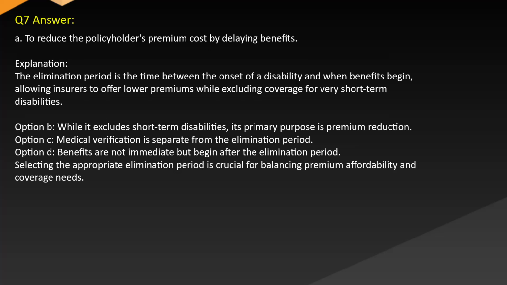Answer A. To reduce the policyholder's premium cost by delaying benefits. Explanation. The elimination period is the time between the onset of a disability and when benefits begin, allowing insurers to offer lower premiums while excluding coverage for very short-term disabilities. Option B. While it excludes short-term disabilities, its primary purpose is premium reduction. Option C. Medical verification is separate from the elimination period. Option D. Benefits are not immediate but begin after the elimination period. Selecting the appropriate elimination period is crucial for balancing premium affordability and coverage needs.